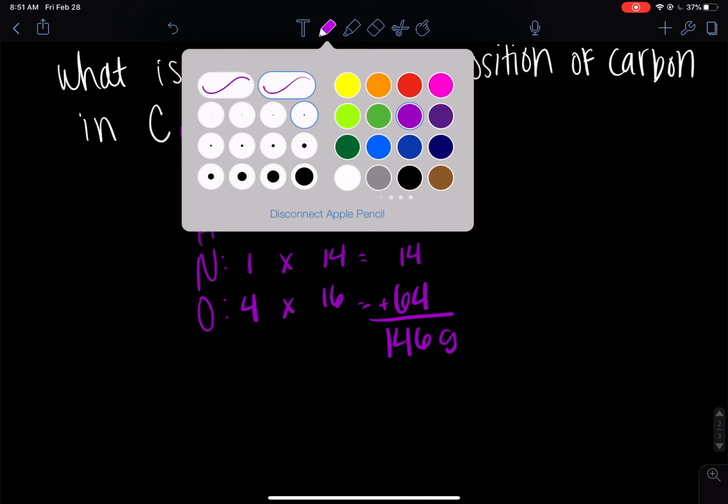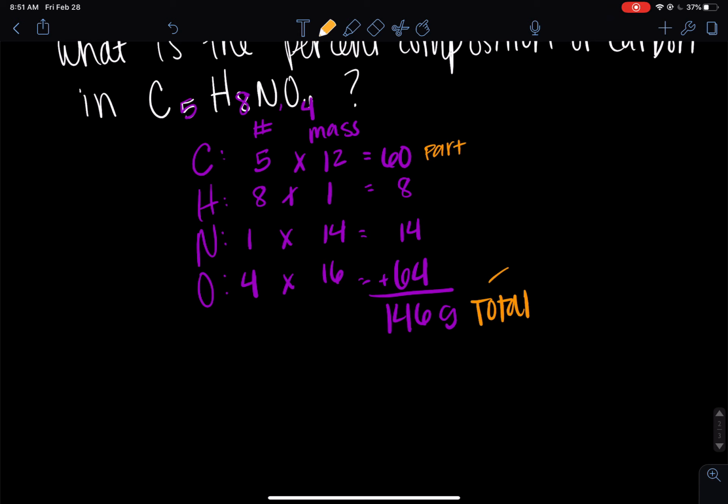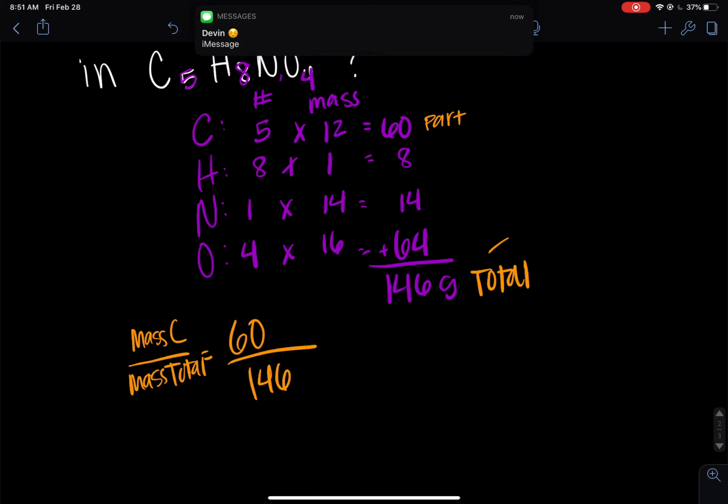So again, this is your total, and we're looking for the part of carbon. So this is going to be our part. We're going to do part over total. So we're going to do mass of carbon over mass total. So that's going to be 60 over 146.